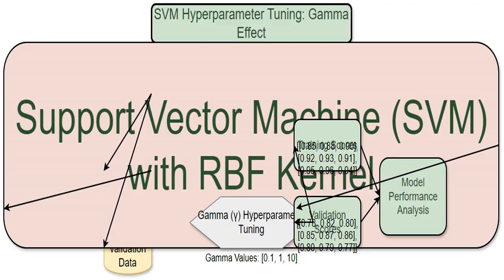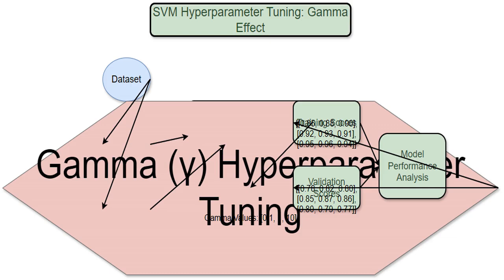The model used is a support vector machine, SVM, a powerful classification algorithm. The RBF, radial basis function, kernel is a type of kernel function used in SVMs, creating a nonlinear decision boundary. Gamma is a hyperparameter in the RBF kernel of the SVM. It controls the width or influence of the Gaussian kernel. Tuning this hyperparameter is crucial to finding the best model.